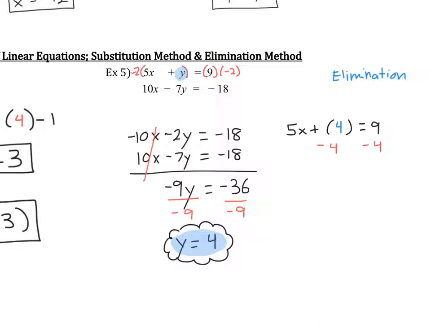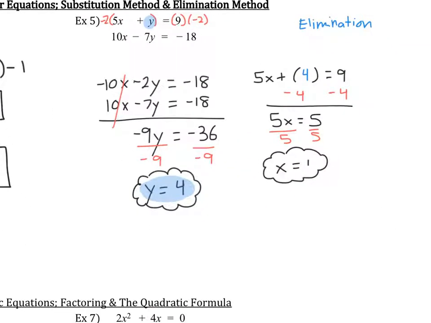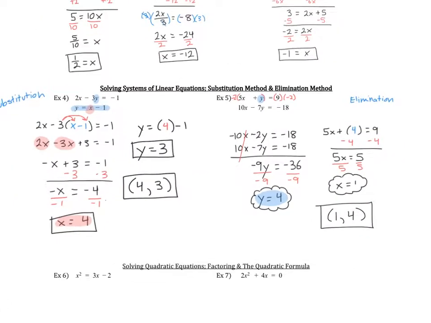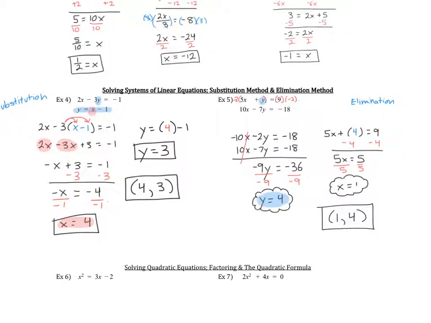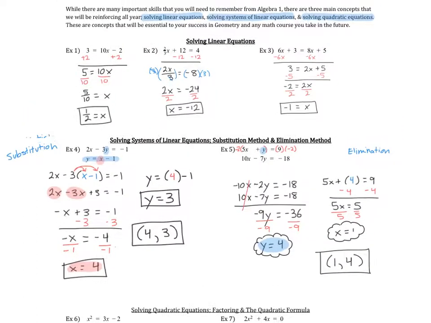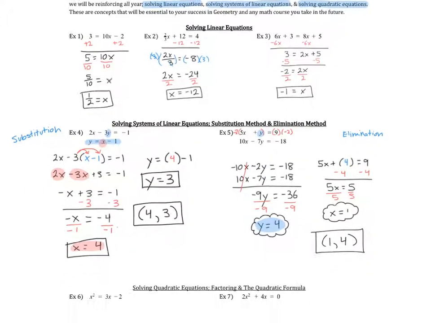I'll use my inverse operation. 5x equals 5, and divide both sides by 5, and I get x equals 1. And of course, like I just mentioned, we're going to write this as an ordered pair, (x, y), (1, 4). So this is definitely a little bit more involved than just solving a single linear equation, but it's something that we will use in geometry, and you will definitely need to know it for Algebra 2.